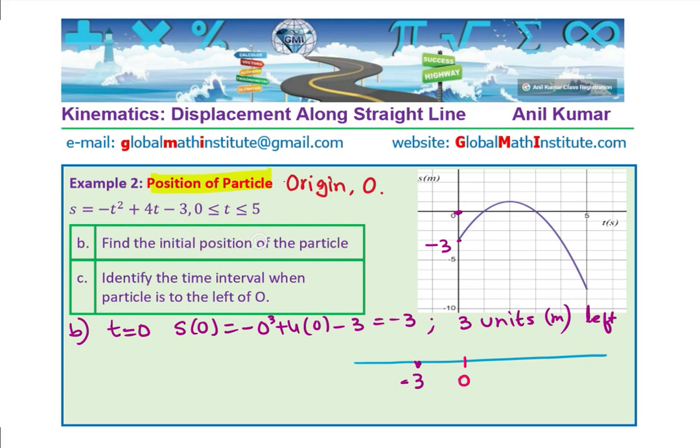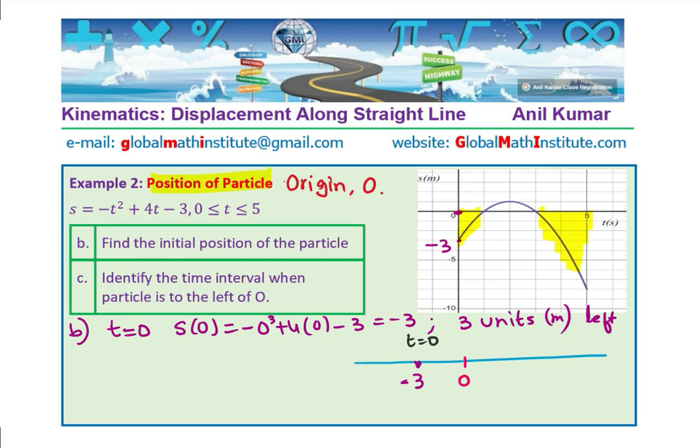So find the initial position. This is the initial position, which is at t equals to 0. Perfect. Now identify the time interval when the particle is to the left of 0. So what is happening here? It is left of 0 only in the interval where the displacement is negative.